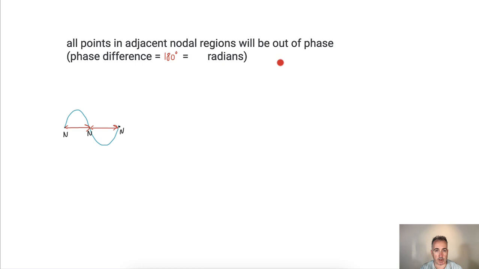I don't know if you remember about radians, but 360 degrees equals 2 pi radians. That's like a whole circle is 2 pi. So if it's 180 degrees, it's half of that. That means it must be pi radians. So any points, let's say this is region A and this here is region B, we can say points in A are pi radians out of phase with points in B.